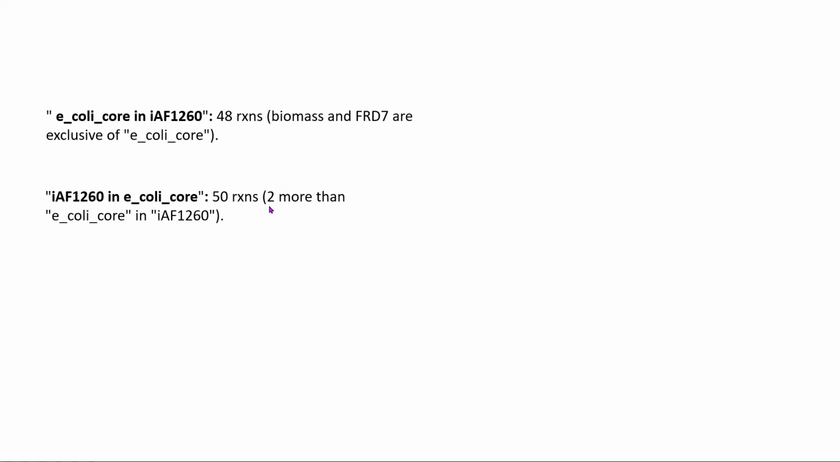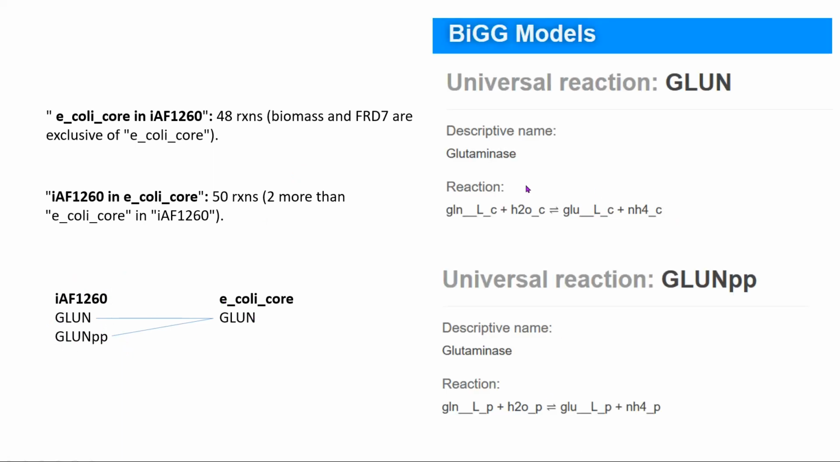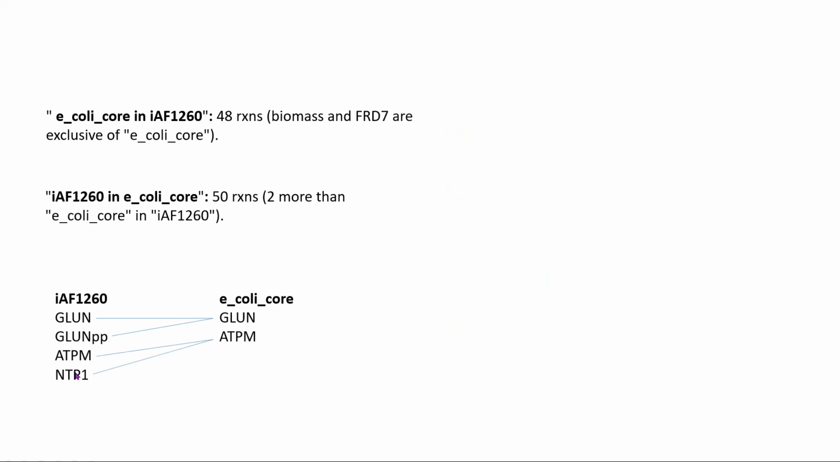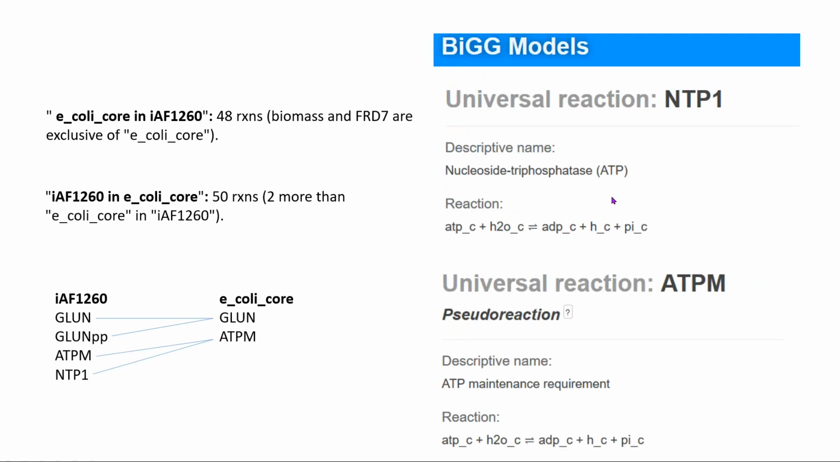To understand this, we need to know that GLUN and GLUNPP are among the 50 reactions of IAF 1260 mapped to E. coli core, and that both of them were mapped to the same reaction. GLUN and GLUNPP are actually the same reaction, but in different compartments. Because SbmlComp disregards compartments during mapping, both reactions are mapped to the same E. coli core reaction. The ATPM and NTP1 reactions, present in IAF 1260, are both mapped to the same reaction in E. coli core because they are essentially the same reaction.